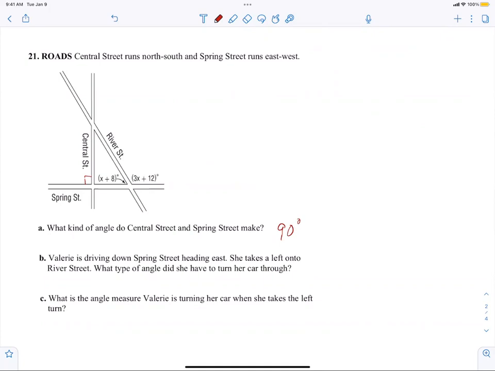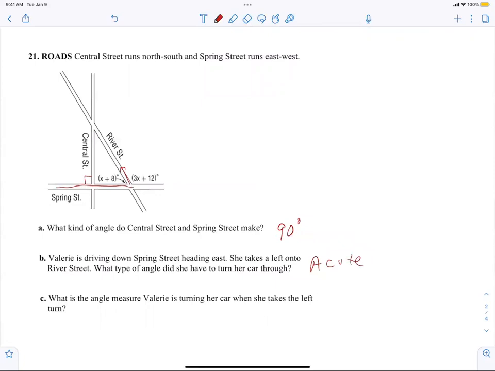Valerie is driving down Spring Street, heading east. She takes a left onto River Street. What type of angle does she have to turn her car through? She's going east, right? East is going this way, right? And then she turns which direction? Left, so that means she's going this way, right? What type of angle is that? Acute. I think that's all they want.